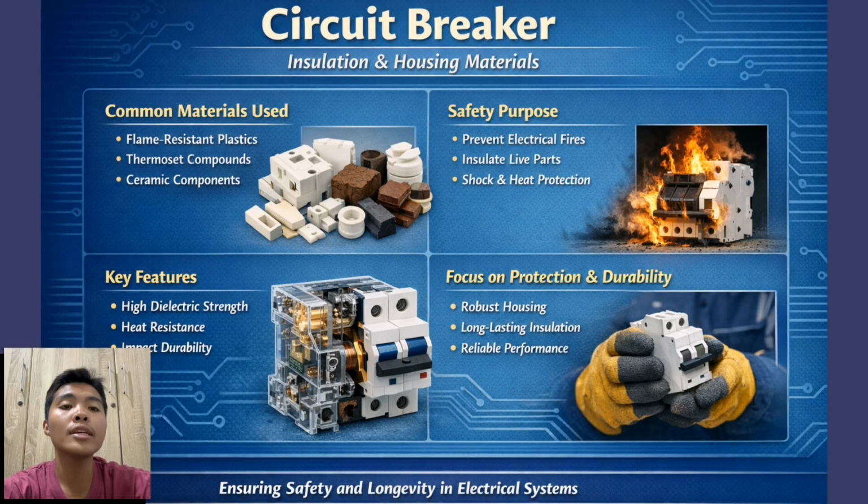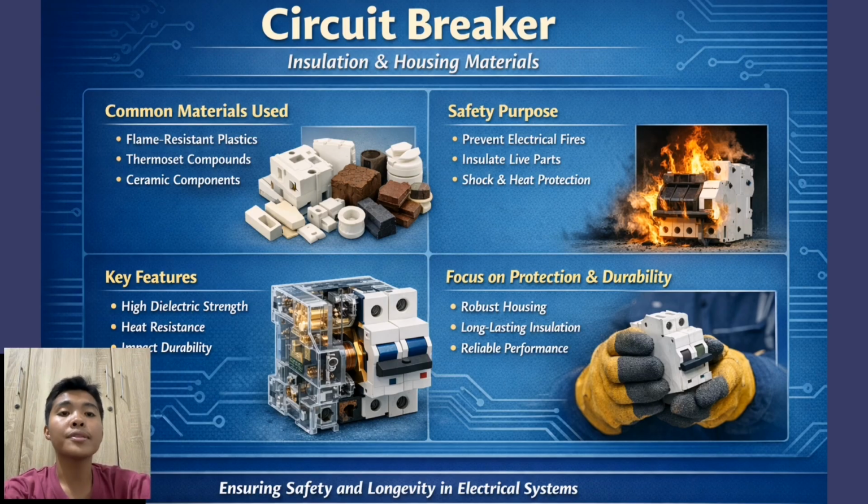Circuit breaker insulation and housing materials. Materials used. Circuit breakers are designed using strong insulating and protective materials to ensure safe operation. First, fiberglass reinforced polymers. High mechanical strength and durability. Second, thermosetting plastic. High heat resistance and does not melt easily under fault conditions. Third is ceramic materials. Excellent electrical insulation and withstands very high temperatures.